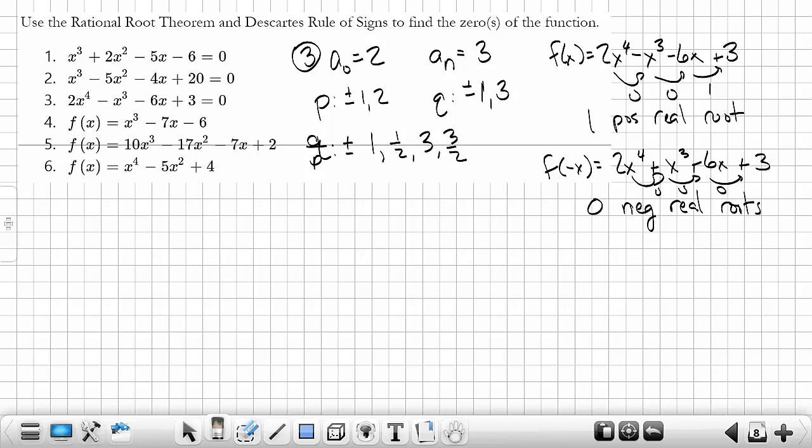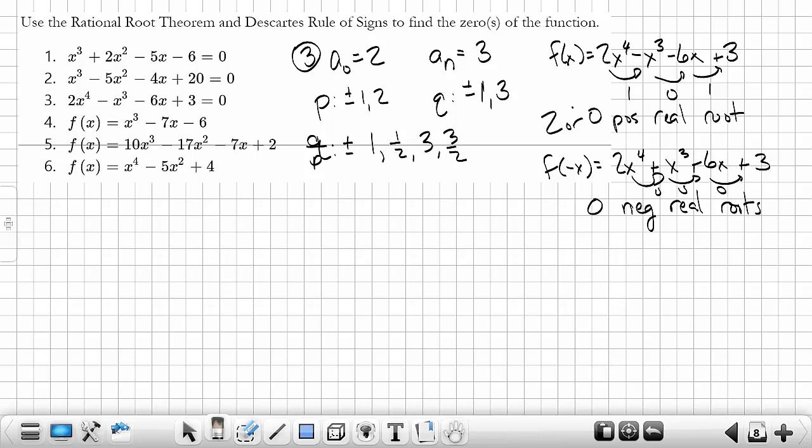So number 3 only has one positive real. There's something wrong. You guys didn't call me on it because you're not standing in my classroom. That changed from positive to negative right there. So this was 2 or 0. So there are 2 or 0 positive real roots, and there are no negatives.